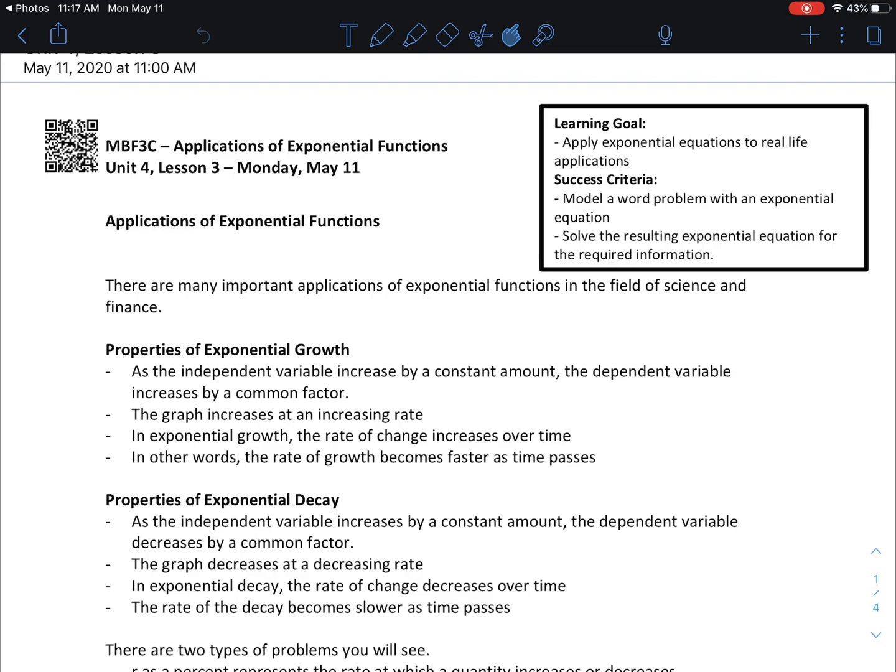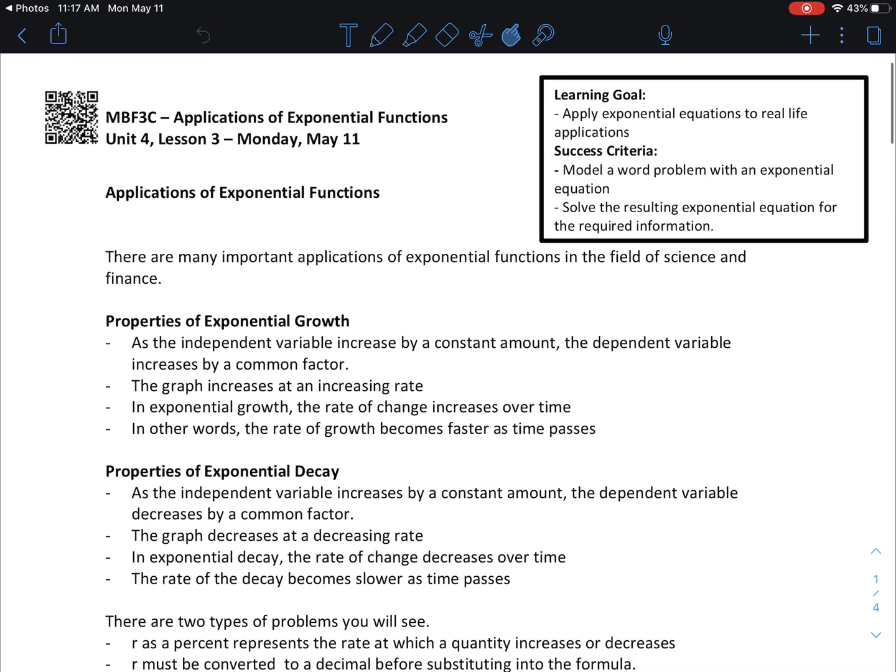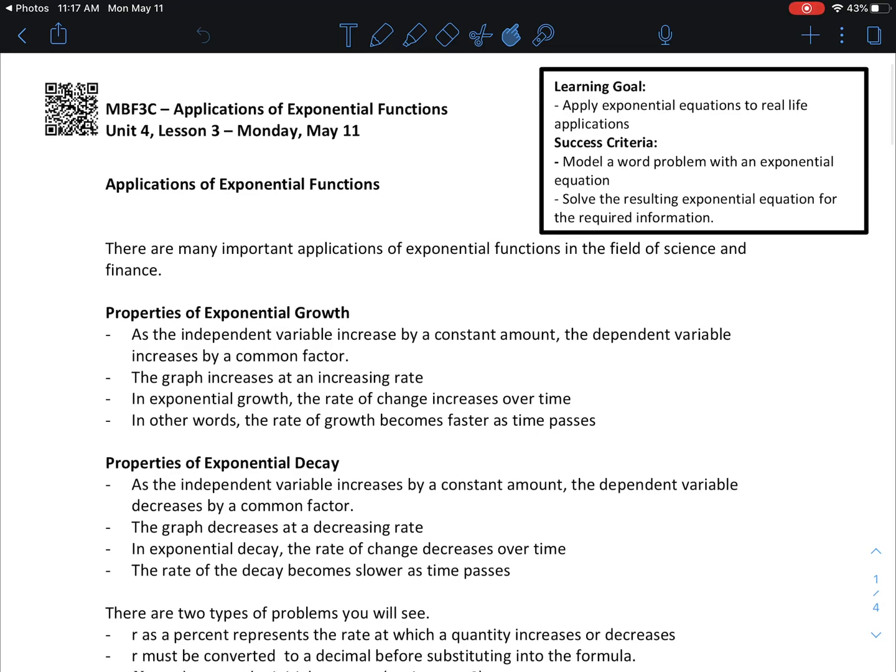All right, guys, so we're going to take a look at the actual applications of exponential functions today. We're basically going to take some stock equations and then apply them to word problems so we actually answer some important things. There are many important applications of exponential functions in the field of science and finance. We're going to go into financials after this.